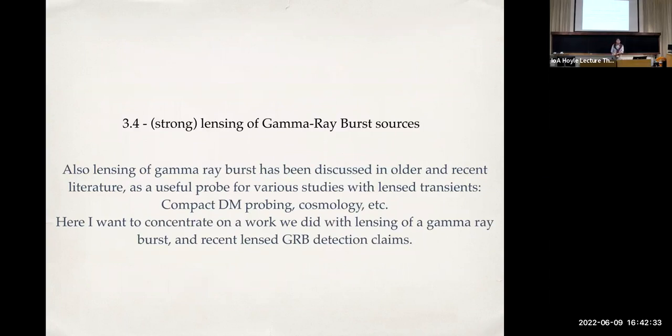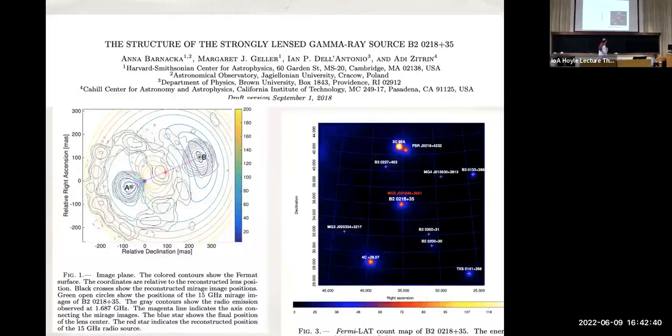Gamma ray bursts. I guess everybody knows what gamma ray bursts are. I want to highlight two recent results. The first one is work we did a few years ago with Anna Barnacka and Margaret Geller at Harvard. A very cute idea. Basically, this is not a gamma ray burst, it's a gamma ray source. It's a blazar that is multiply imaged, and you can make a lens model. The basic idea is you make a simple lens model for the two images that you see, very easy. And the lens model tells you what the time delay should be for that source position.